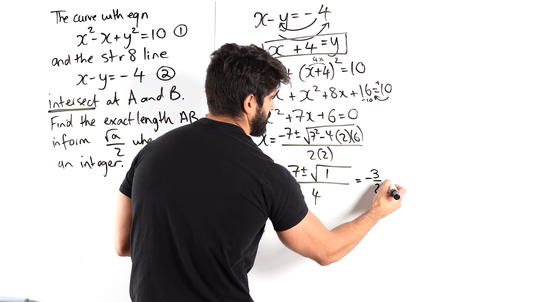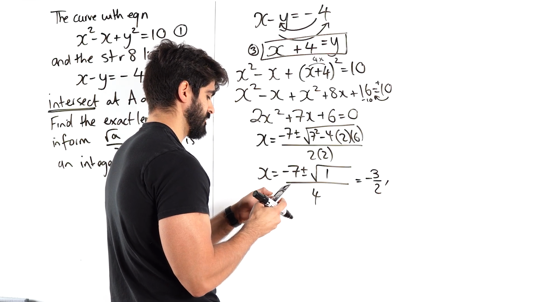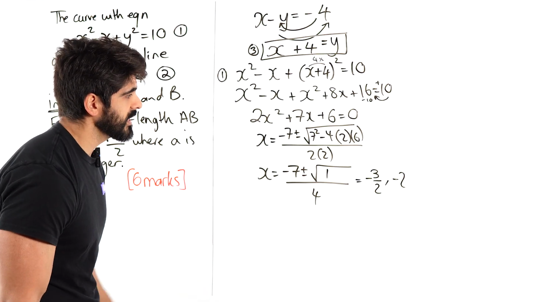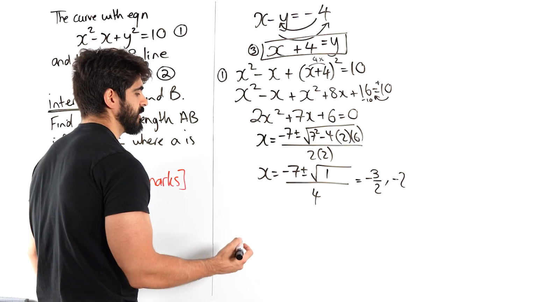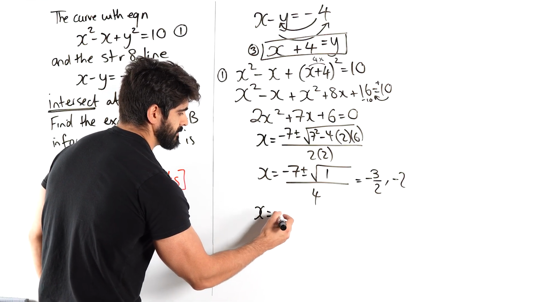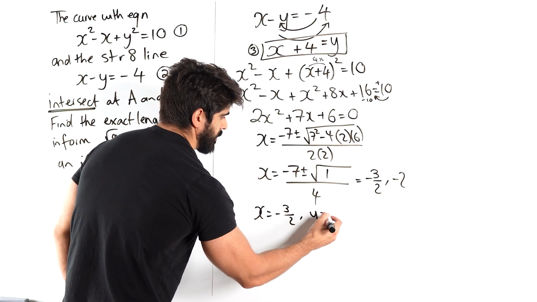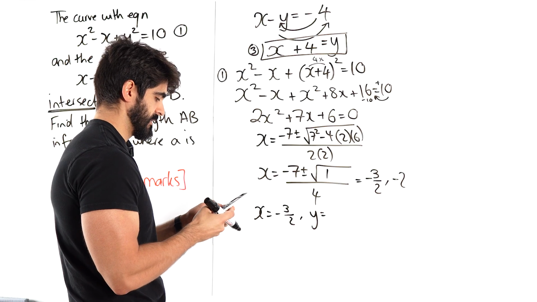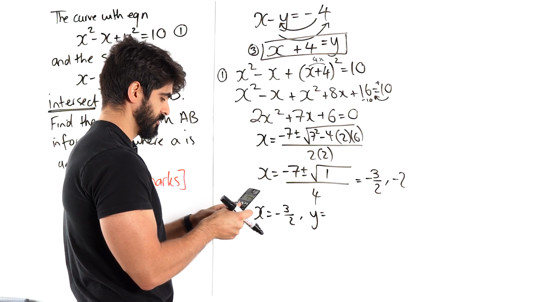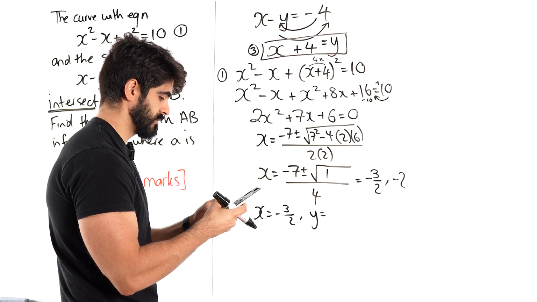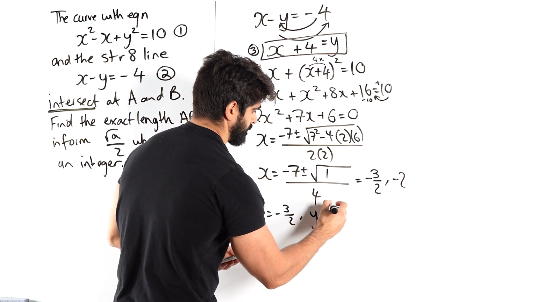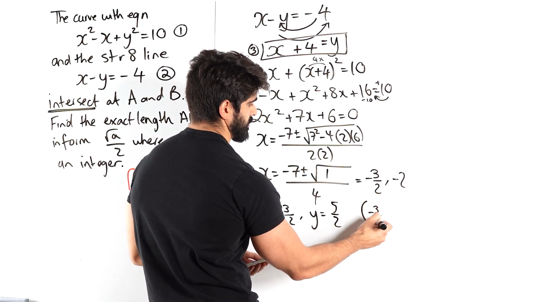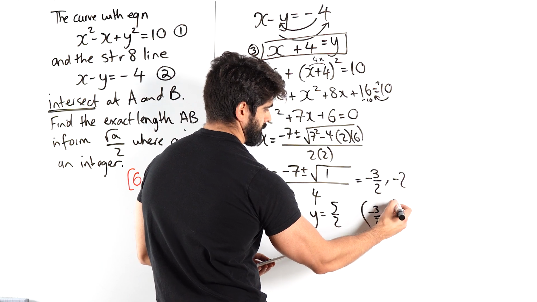This just means that it could have been factorized, but most students would have done it this way, especially in a calculator paper. Okay, so we get these two values. Now we just need to find their corresponding y values. So when x is minus 3 over 2, y is, so we just need to sub into here, right? So if x is minus 3 over 2, minus 3 over 2 plus 4 is 5 over 2. So our coordinate, in no particular order, is minus 3 over 2 and 5 over 2.